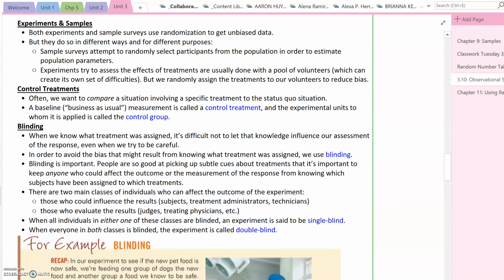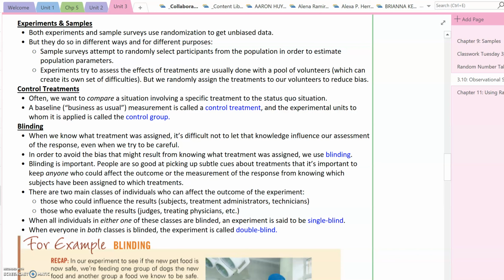Alrighty, moving on to experiments and samples. So both experiments and sample surveys use randomization to get unbiased data. Sample surveys, you're randomly selecting participants from the population to estimate population parameters. But in experiments, we're trying to assess the effects of treatments that are usually done with a pool of volunteers. But we randomly assign the treatments to our volunteers to reduce bias.